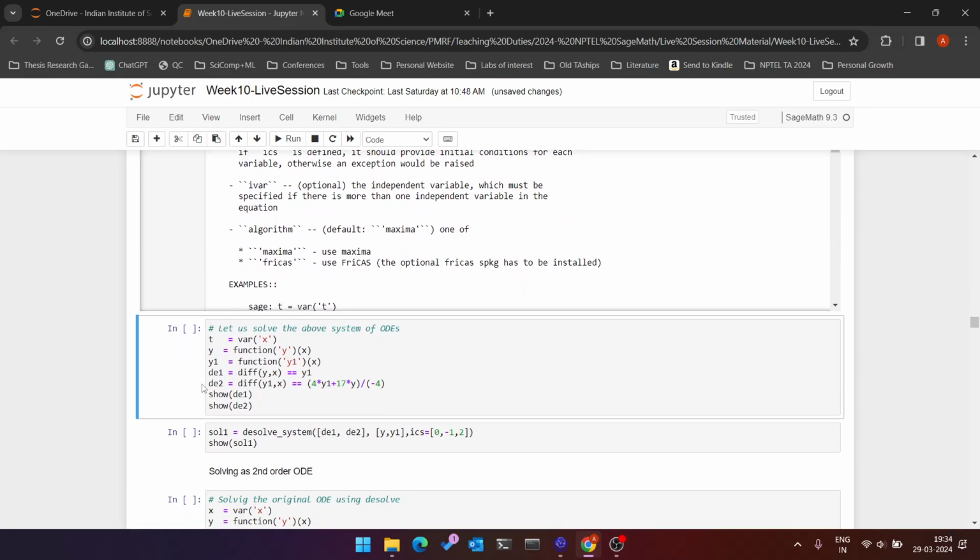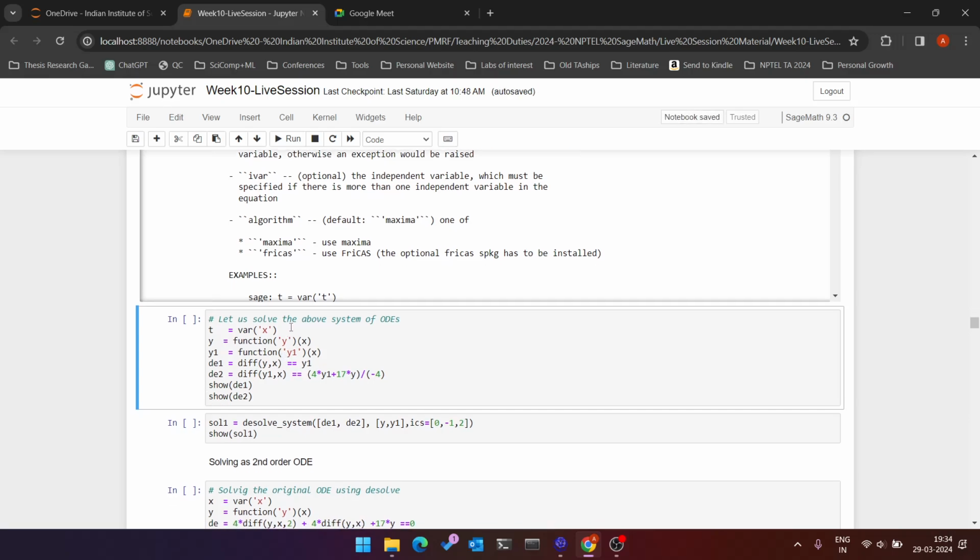First, let us specify the variable. And here I'm writing. Okay, I think I made a mistake. This should be x. I'm first specifying variable x. Next, I'm writing y as the function y of x. Then I'm defining another function y1 of x, and now I'm specifying my system of ODEs.